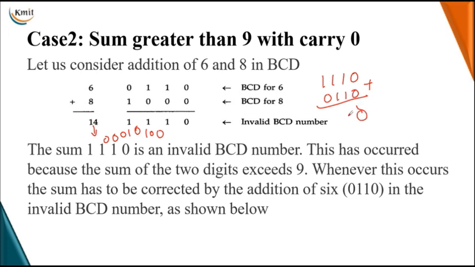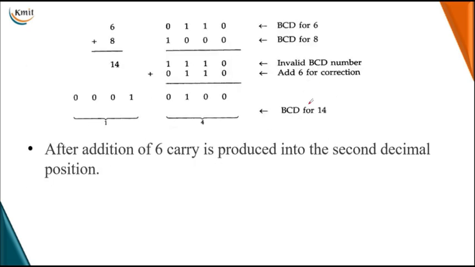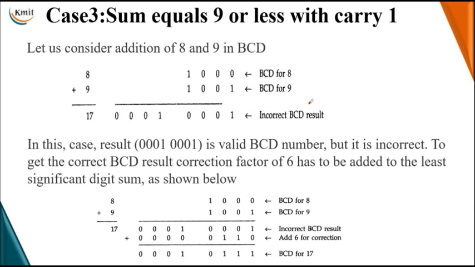0 plus 0 is 0, 1 plus 1 is 0 with a carry 1. Then 1 plus 1 is 0 with a carry 1. Now 1 plus 1 plus 0 gives summation 0 with a carry 1. So we have corrected the BCD summation upon adding 6 to the binary summation.